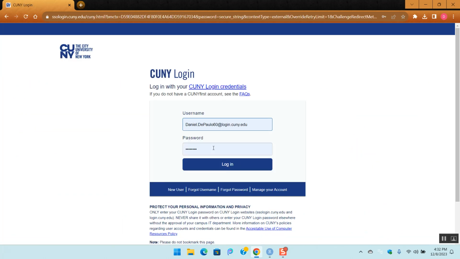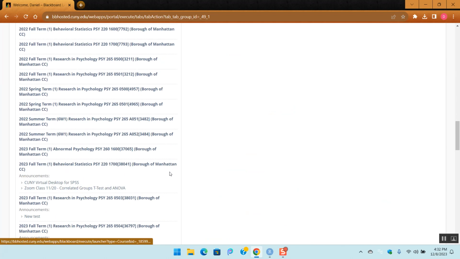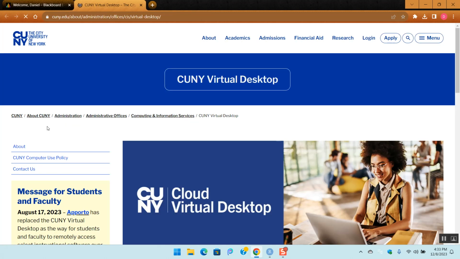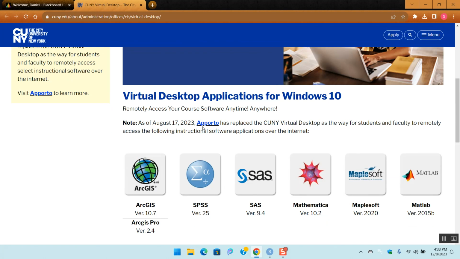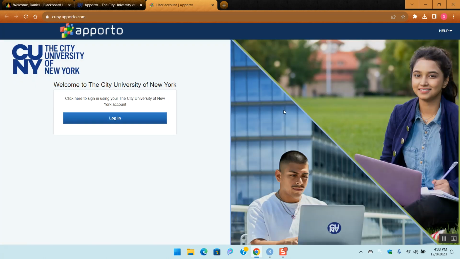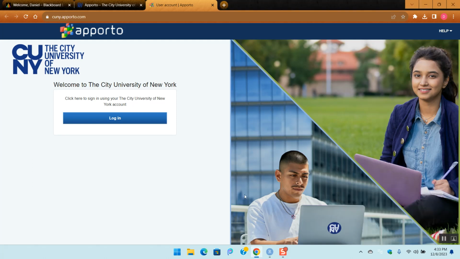So we're going to log into Blackboard, and then in your Blackboard account, you're going to have Uni Virtual Desktops. You're going to click on that, and then you're going to see Oporto. So we're using Oporto now for remote desktop. Log on to Oporto. It'll ask you to set up a profile. It'll take a few minutes. Do not refresh your screen. Just wait patiently for a few minutes while it makes a profile for you.